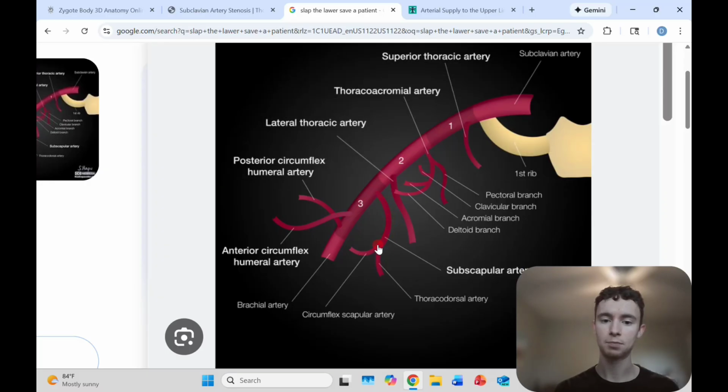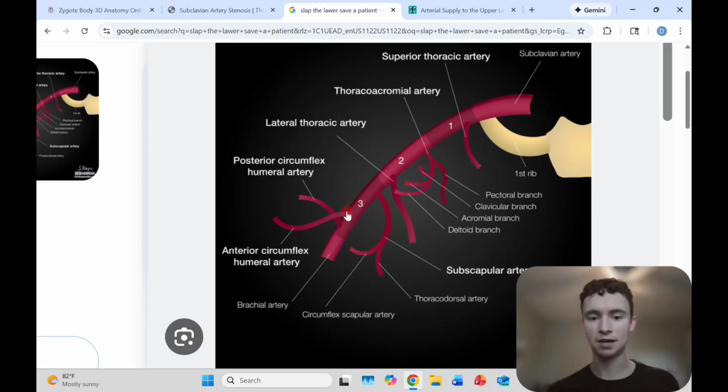And as you can see, it splits again to form two important arteries. The thoracodorsal artery, named after, again, the thoracodorsal nerve, same name, to innervate the latissimus dorsi. So this one supplies oxygen and nutrients to the latissimus dorsi. And then we have the circumflex scapular artery here, which goes behind the scapula to also help supply the infraspinatus.